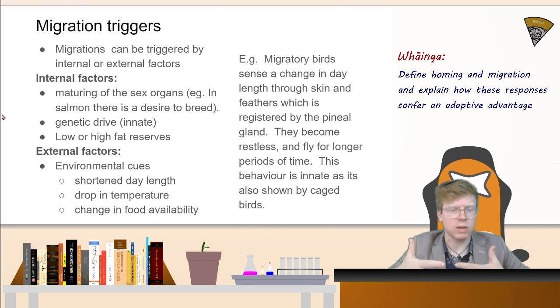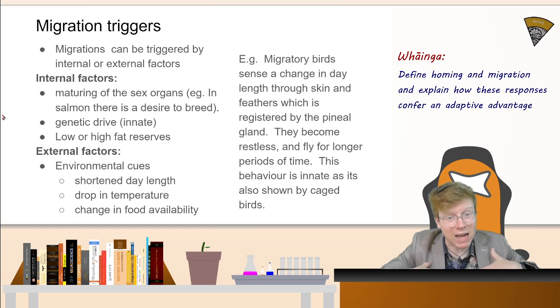The key thing is we want you thinking about both internal triggers and external triggers. So internal is things within the organism. It could be things like maturation, essentially the organism becoming mature. That could be things like sex organs develop, other organs develop. There's a desire to breed that becomes triggered. There might be other innate drivers like genetic drivers. There could be levels of fats. So when an organism reaches a certain level of, yeah, I'm plump enough to make this journey, that allows it to then make that journey.